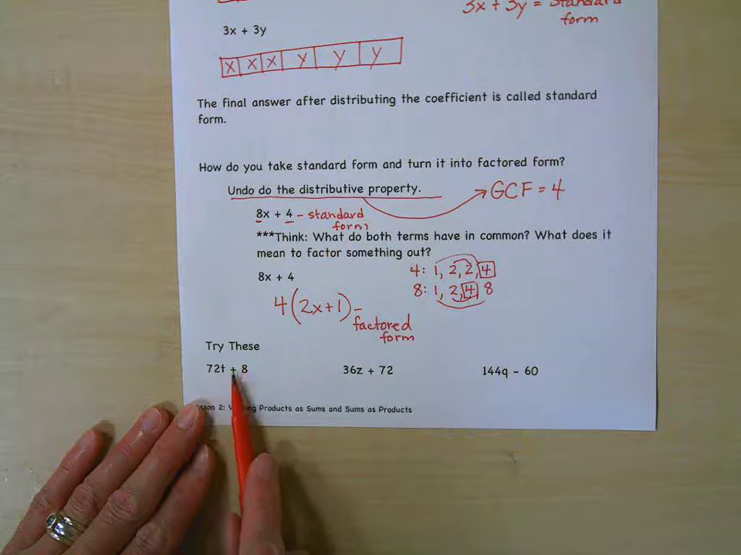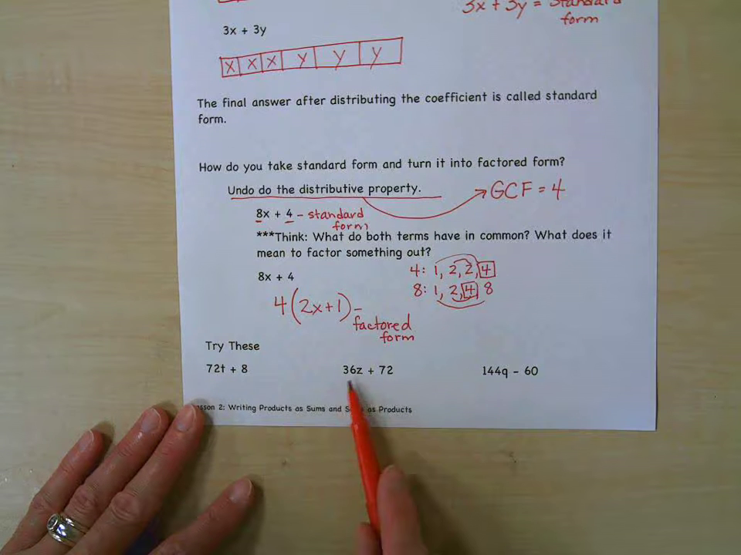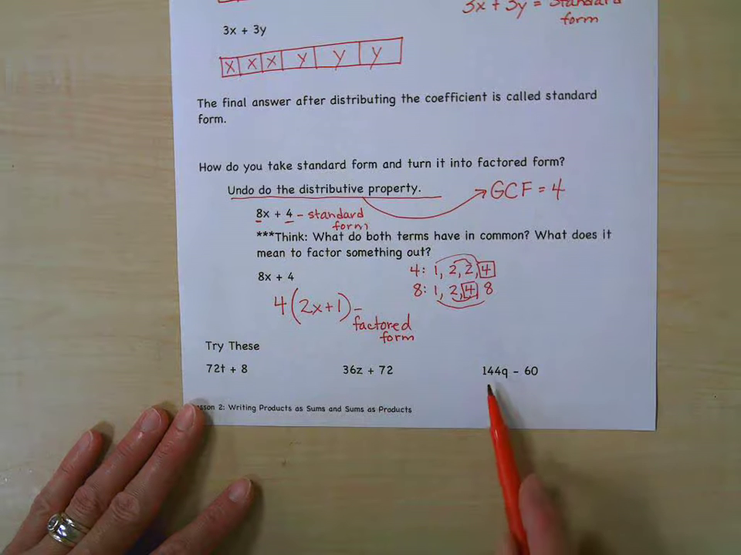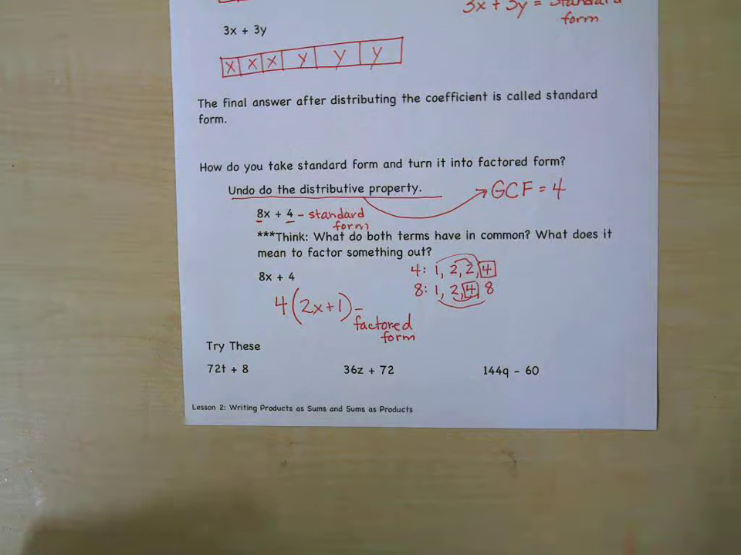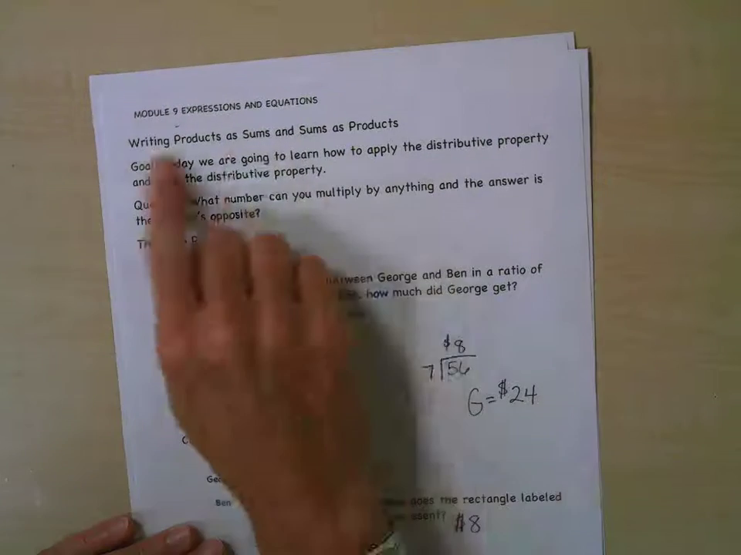And I have 3 problems that I want you to try for tomorrow. So 72t plus 8, so find the GCF and then turn it into factored. 36z plus 72, find the GCF and write it in factored. And then 144q minus 60, find the GCF and write it in factored form. And that's what we have.